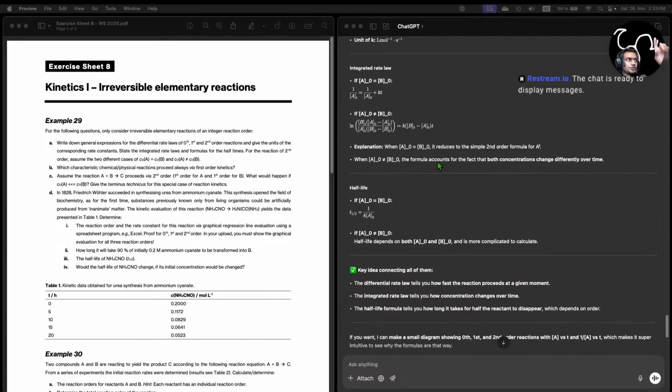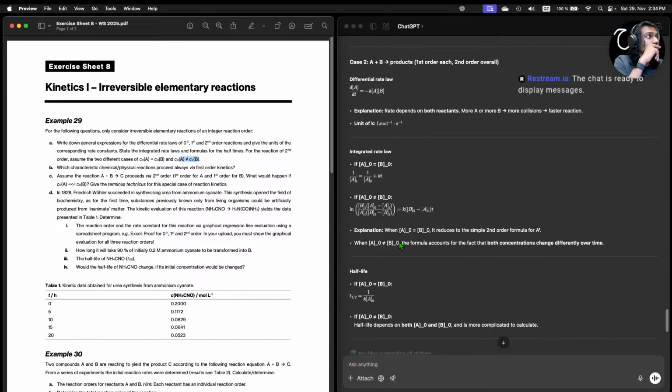Okay, I got the zeroth and first order. Second order, I got this one, but I still haven't gotten this one. I'm just a bit confused on this part.